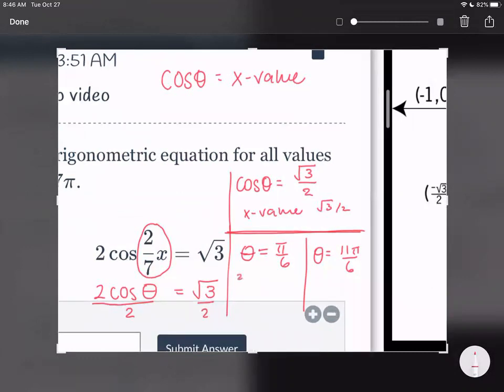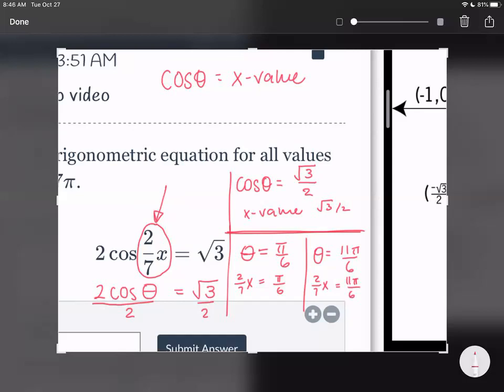So 2 over 7x. Did I say pi again? Oh my gosh. What is wrong with me? 2 over 7x is equal to 11 pi over 6. Okay, so we replaced earlier this 2 over 7x with theta. So now we are replacing our thetas with 2 over 7x, just kind of replacing it back in there. Because theta was our placeholder. And so now we're just taking it away and replacing it with the original.